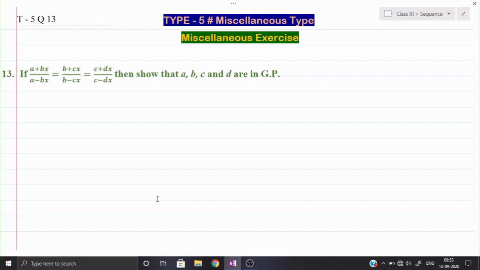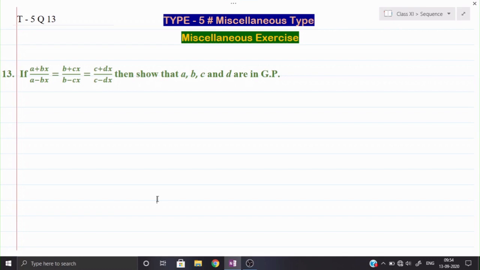Now, before we start this question, one thing to remember: to show that 2 terms, 3 terms, 5 terms, whatever the number of terms given, are in GP, they will follow a simple common rule. Second term divided by first, third term by second, and fourth term by third, and so on. This is called the common ratio, and this common ratio should come the same.